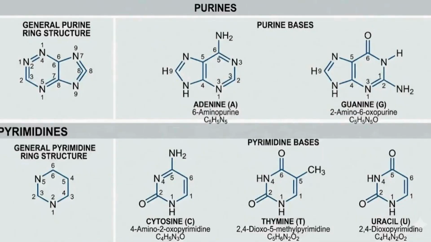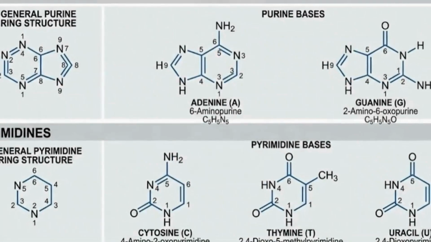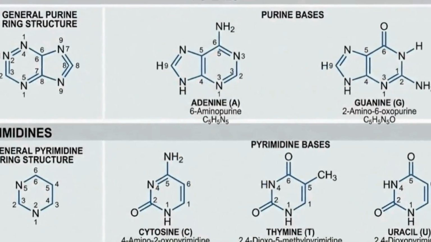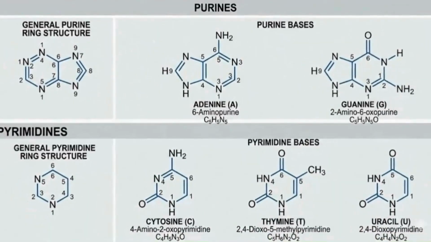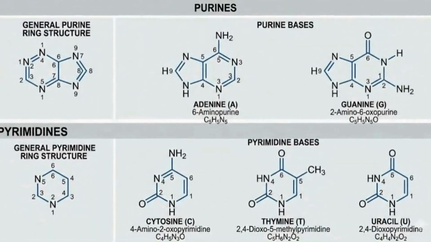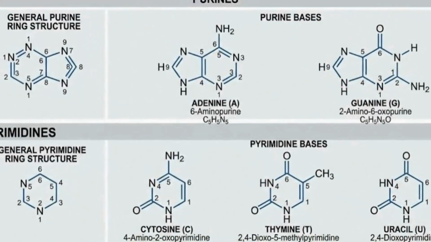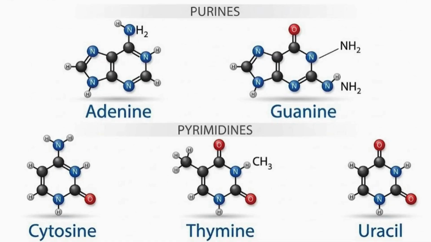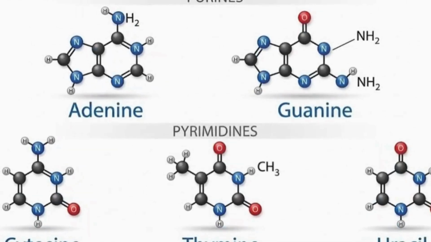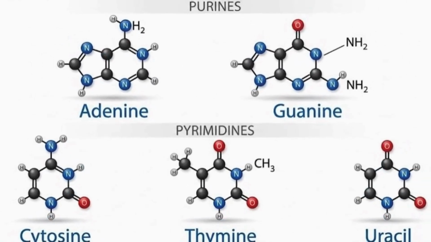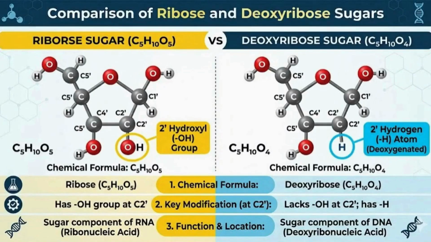Nitrogenous bases are classified into 2 categories: purines and pyrimidines. Purines include adenine and guanine, and they contain a double ring structure. Pyrimidines include cytosine, thymine, and uracil, and they possess a single ring structure. DNA contains adenine, thymine, guanine, and cytosine, while RNA contains uracil instead of thymine. These bases are extremely important because their sequence forms the genetic code. Specific base pairing between purines and pyrimidines maintains the structural stability of DNA and ensures accurate replication of genetic information.